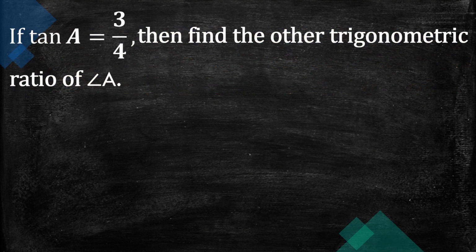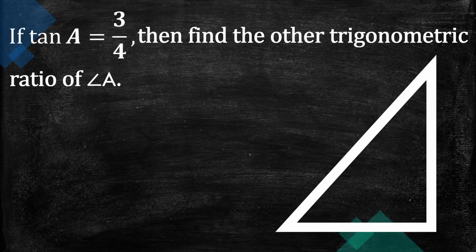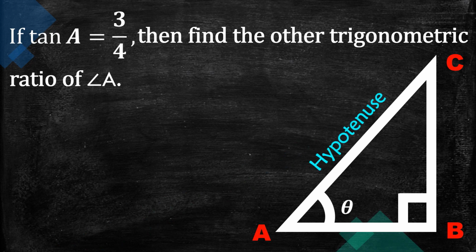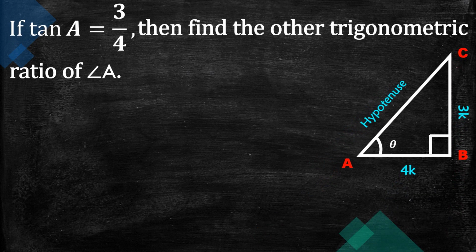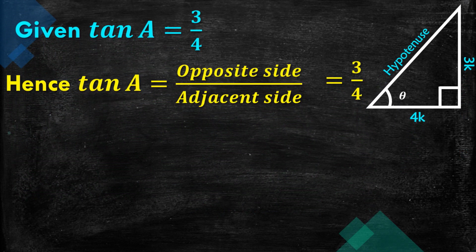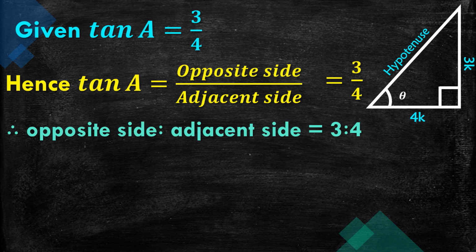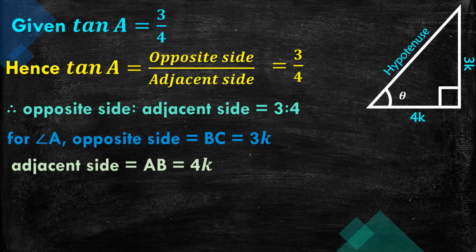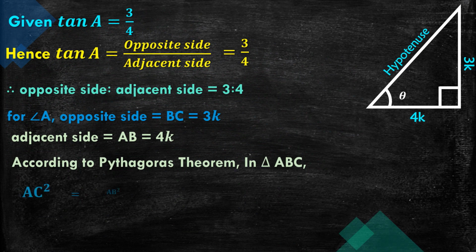Now let us discuss an example. If tan A equals 3 by 4, then find the other trigonometric ratios of angle A. Consider a right angle triangle, right angle at B and angle A equals theta. The side opposite to the right angle is the hypotenuse AC. Given tan A equals opposite side by adjacent side, that is equal to 3 by 4. That is, the ratio between the opposite side and adjacent side is 3:4. Let us assume that the opposite side BC is equal to 3K, then the adjacent side AB is equal to 4K, where K is any positive integer.